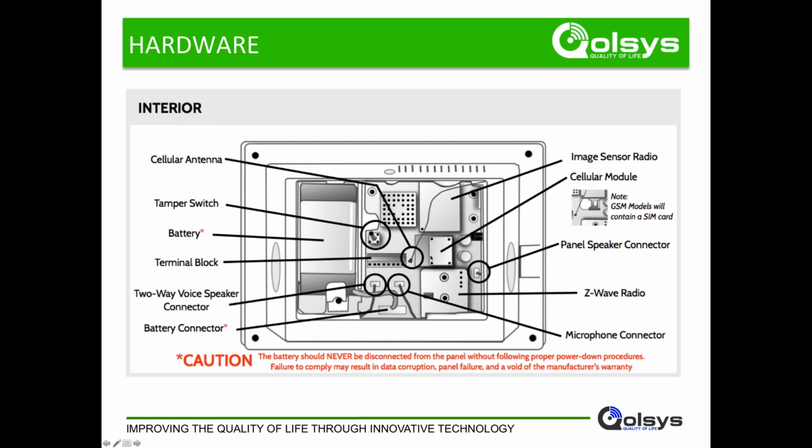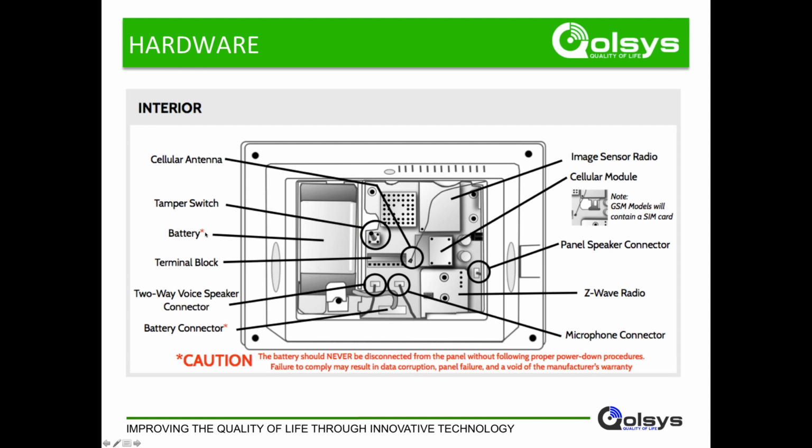Now if it's CDMA, it'll look like this. If it's a GSM or HSPA radio, it'll have a little slot for a SIM card here. It'll look like that. You have your Z-Wave radio on the bottom. You got your tamper spring and your terminal block right here in the middle.